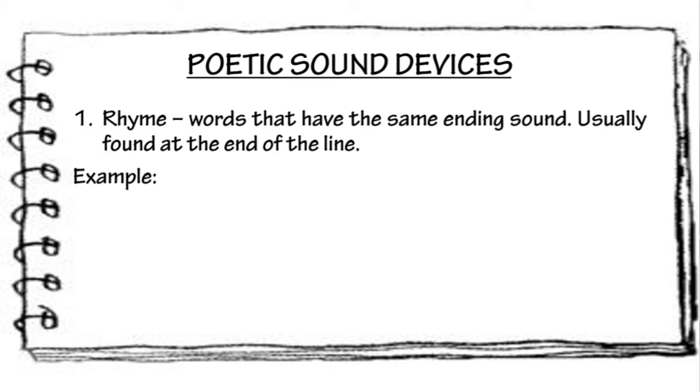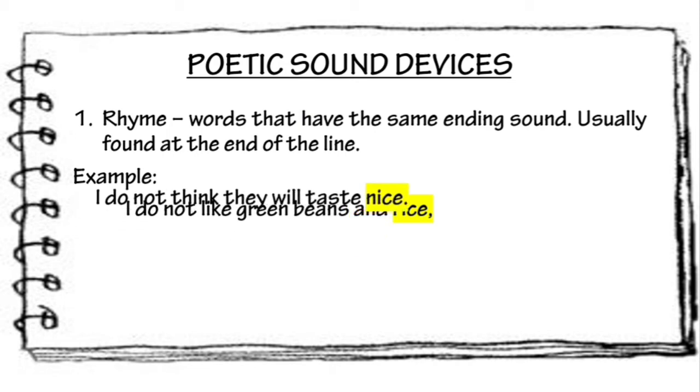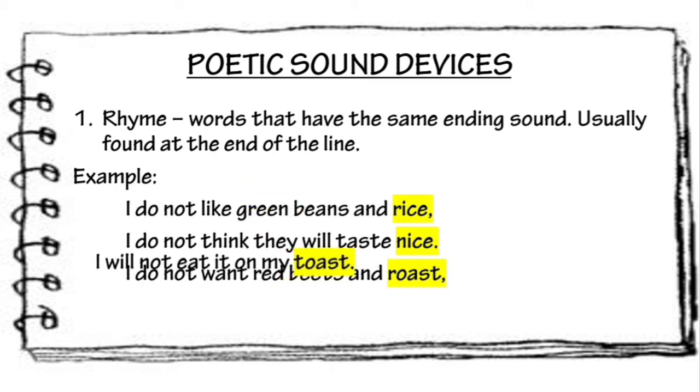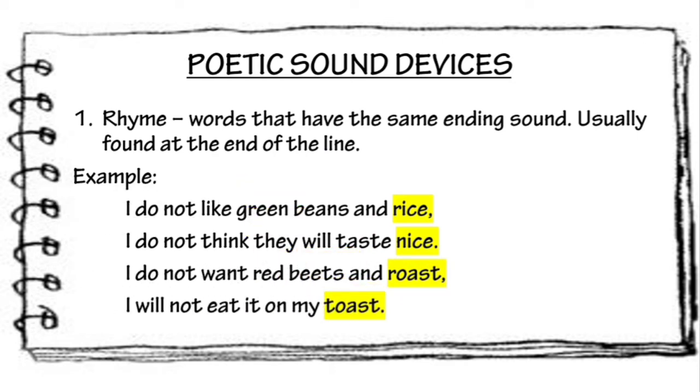Example: I do not like green beans and rice. I do not think they will taste nice. I do not want red beets and roast. I will not eat it on my toast.